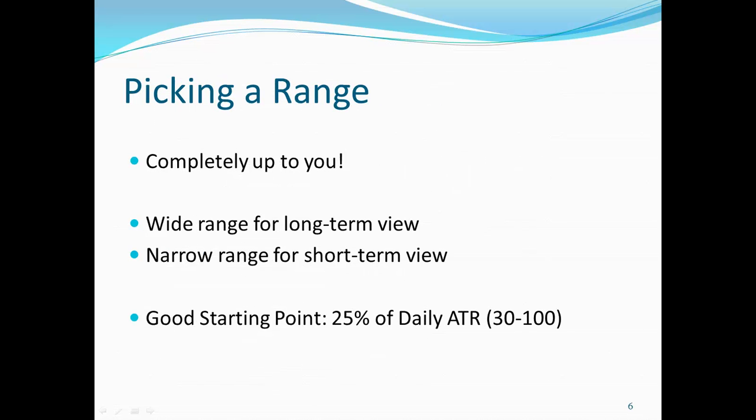The first step in all of this is picking a range. We need to know what cluster size we want to use, and that's going to vary dependent upon the market that you're looking at, and also the length of time or the detail of this analysis.